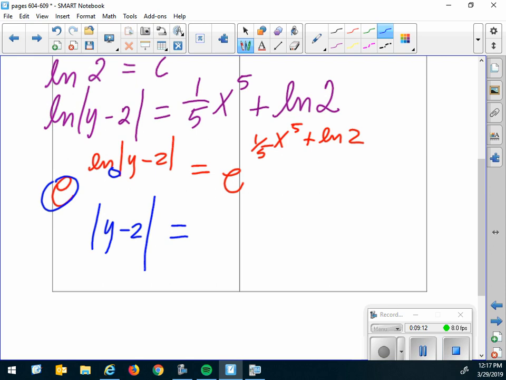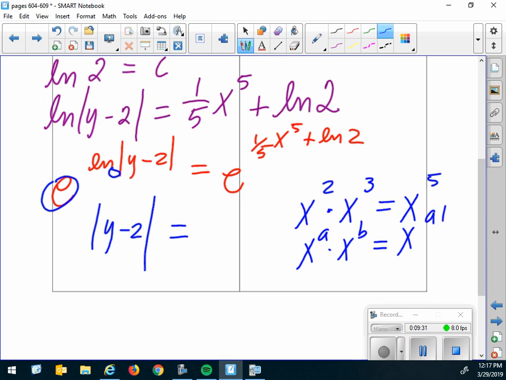Now let's see if you remember something. What's x squared times x cubed? X to the 5th. What's x to the A power times x to the B power? X to the A plus B. When you have an exponent that's added together, then that came from a product.